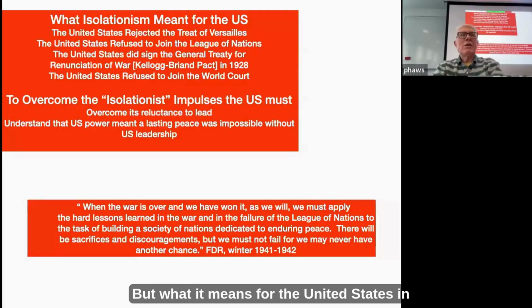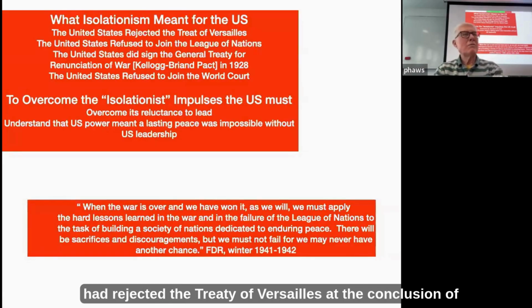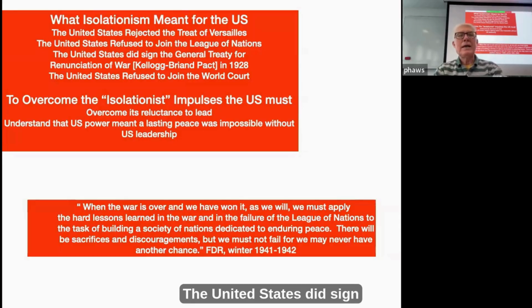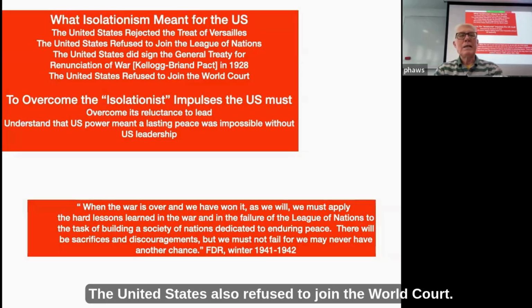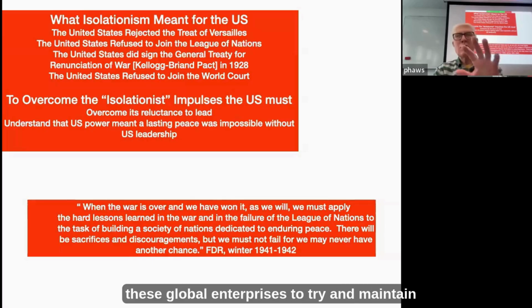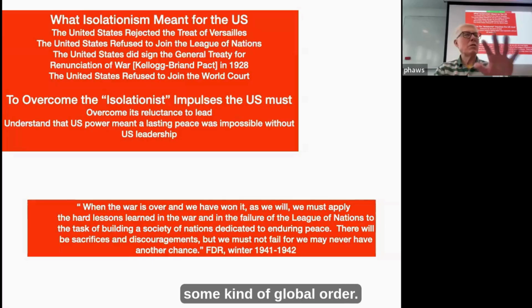But what it means for the United States in these years is that the U.S. had rejected the Treaty of Versailles at the conclusion of the First World War. The U.S. had refused to join the League of Nations. The United States did sign the General Treaty for the Renunciation of War, the so-called Kellogg-Briand Pact, in 1928, because our Secretary of State, Frank Kellogg, had negotiated the peace pact as it came to be known. The United States also refused to join the World Court. And what it amounts to is that the United States simply refuses to take part in these global enterprises to try and maintain some kind of global order.